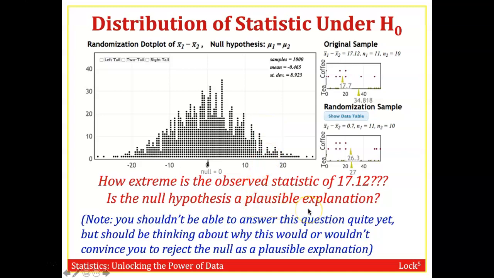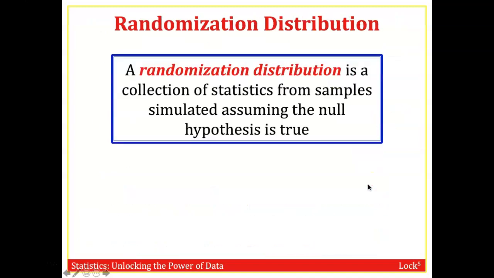Now, you shouldn't be able to answer this question just yet, whether it's plausible, but we should be thinking about this, and we are going to get to this idea. But first, we're just going to think about measuring how likely, or what's the chance, of getting a value as extreme as this 17.12 if the null were true. So what we just looked at was not a sampling distribution the way we did in the beginning of chapter 3, but this is specific to a hypothesis test.